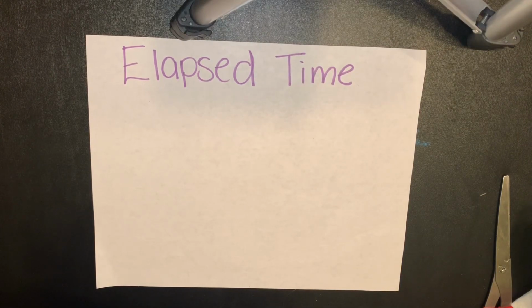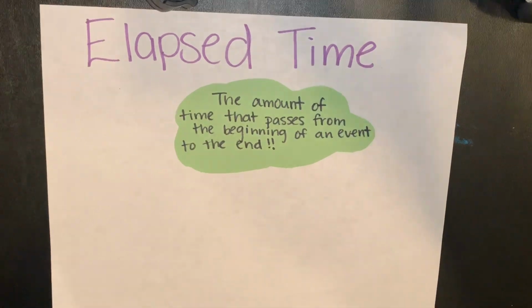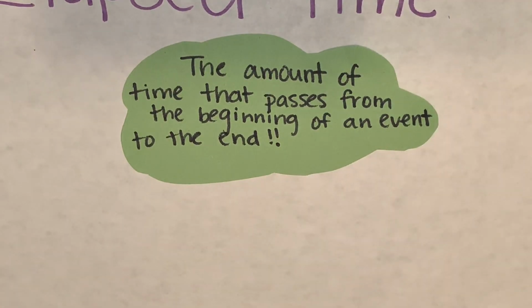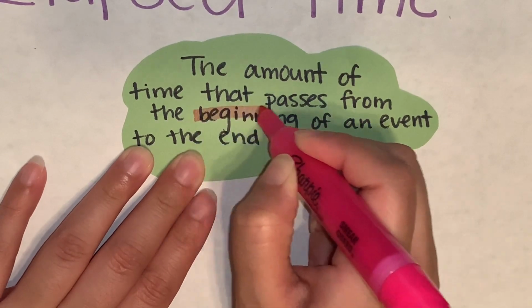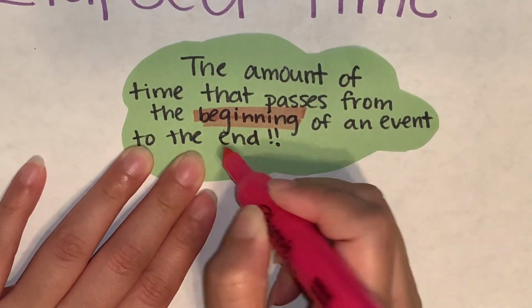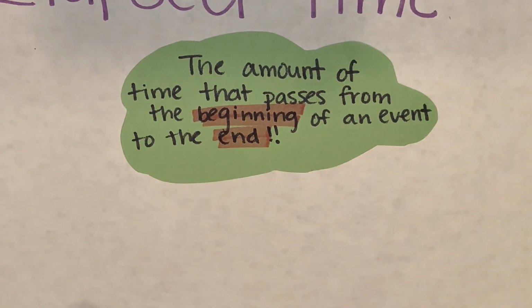In this lesson, we're going to go over what elapsed time is. In order to better understand what elapsed time is, let's take a look at the definition. The definition of elapsed time is the amount of time that passes from the beginning of an event to the end. The key words here are the beginning and the end. That means it has a start time and an end time.